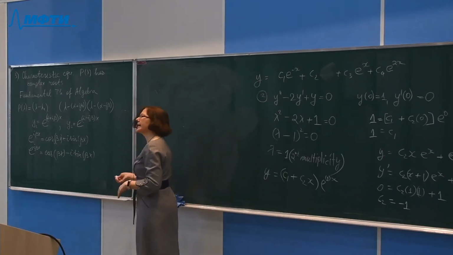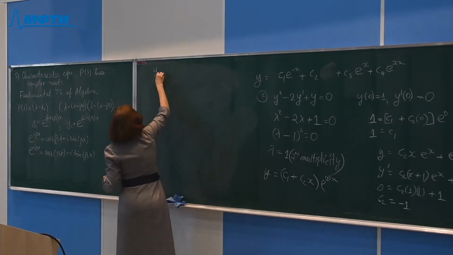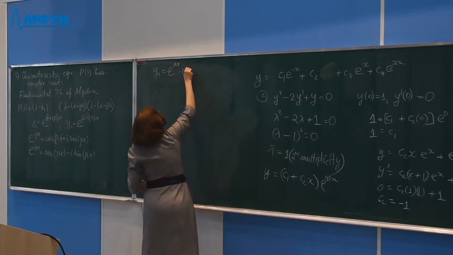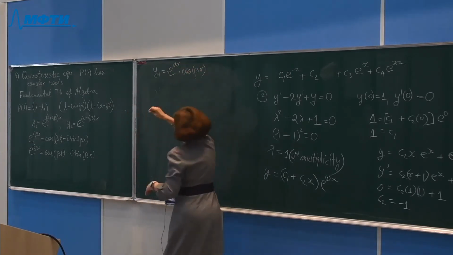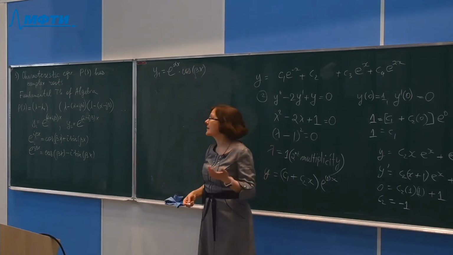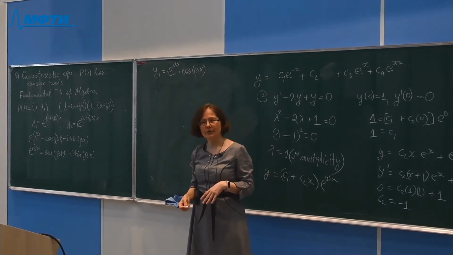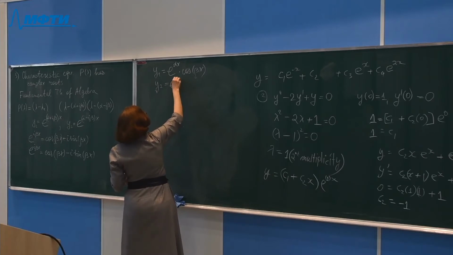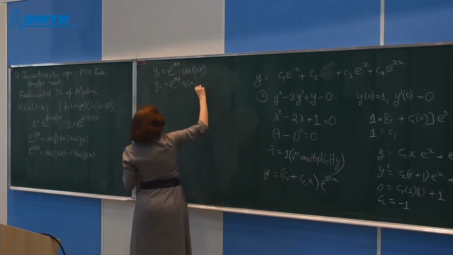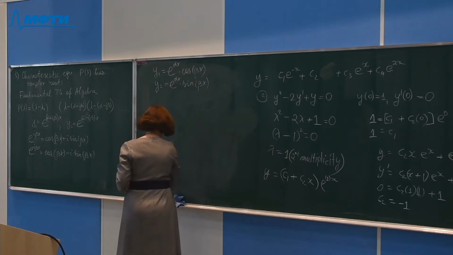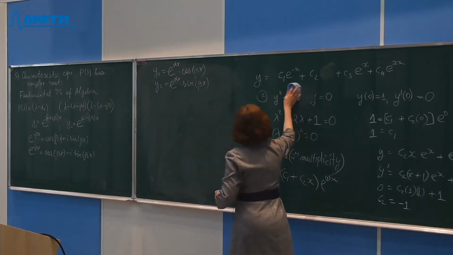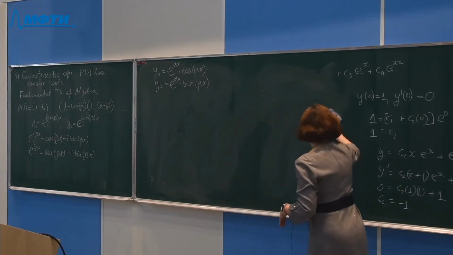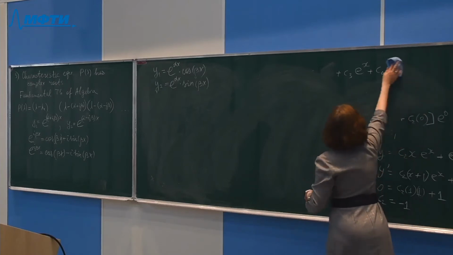The corresponding real valued functions will be y1 equals e to the power alpha x times cos beta x, and I will prove that this function satisfies the original differential equation. And the second function will be y2 equals e to the power alpha x times sine beta x. Let's prove that these two functions satisfy the differential equation. And for simplicity, I will take the second order differential equation.